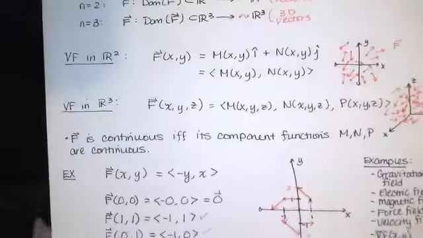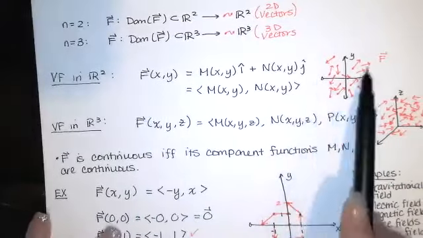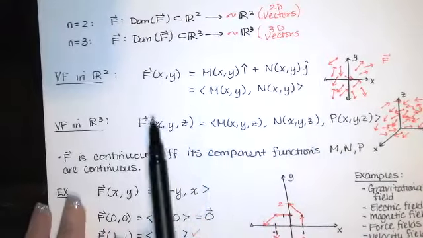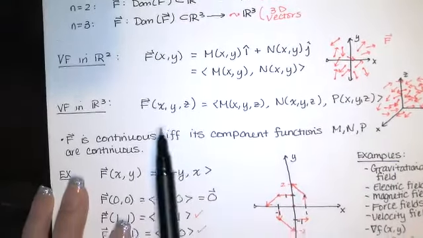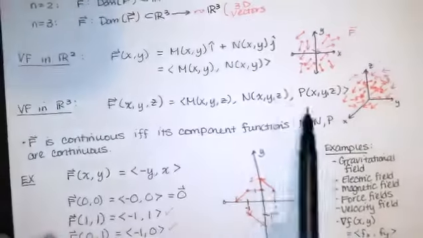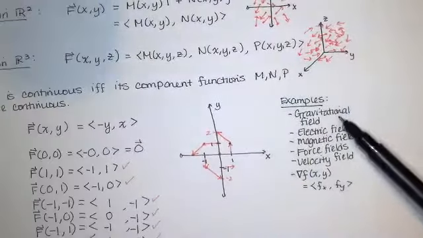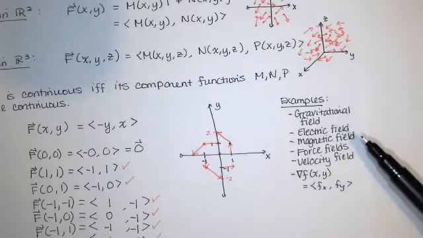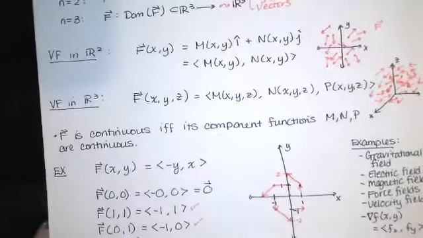But again, the main idea is if I've got a vector in the plane, it's going to look like this. Every x, y for which this is well defined is going to correspond to a vector over here. And every x, y, z for which this is well defined will correspond to a 3-dimensional vector here. So gravitational fields, electric fields, magnetic fields, force fields, velocity fields, and the gradient are some examples of fields. Now I'd like to tell you about the del operator.